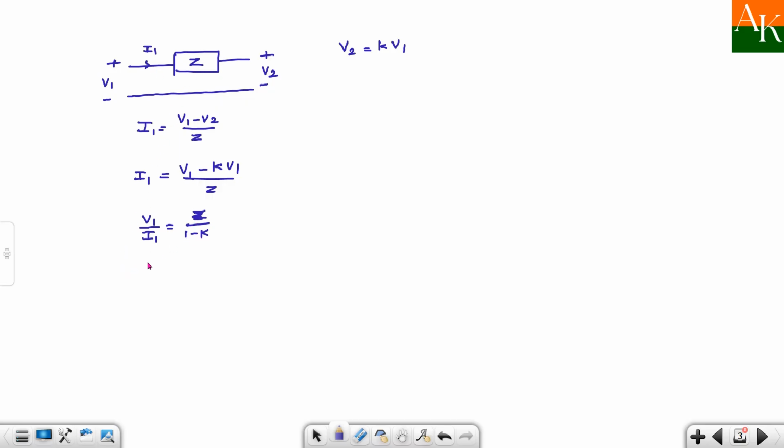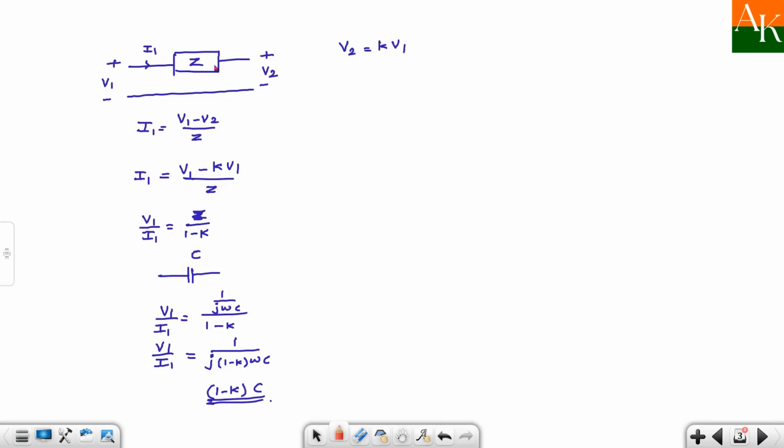Let's say this Z is nothing but a capacitor. So the input part of this capacitor is nothing but V1 by I1, which is equal to 1 by j omega C divided by (1 minus K). That is nothing but 1 divided by j (1 minus K) omega C. Now V1 by I1 is impedance. So here the net impedance is nothing but 1 divided by j (1 minus K) omega C, or the capacitor that is present at the input side will be (1 minus K) into C.